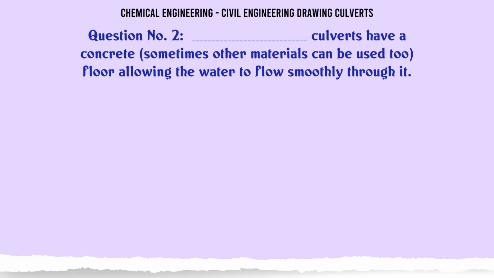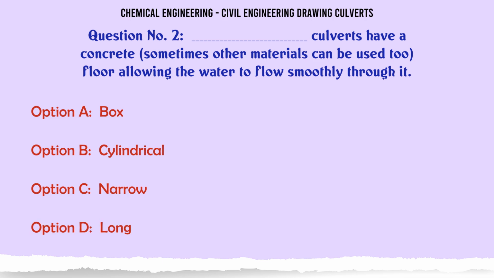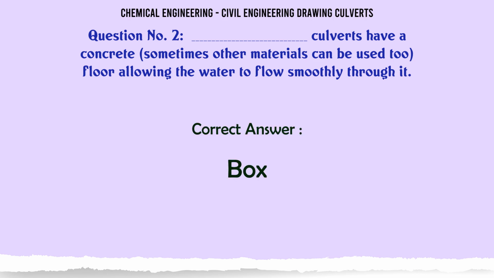Culverts have a concrete floor, though sometimes other materials can be used, allowing the water to flow smoothly through it. A. Box. B. Cylindrical. C. Narrow. D. Long. The correct answer is box.